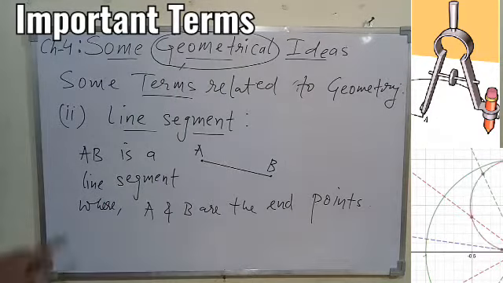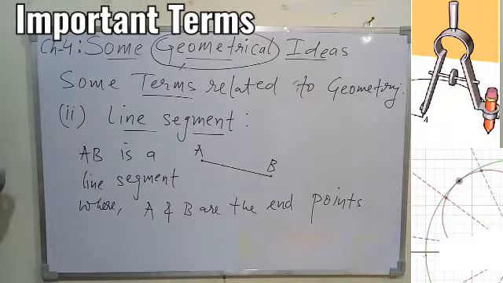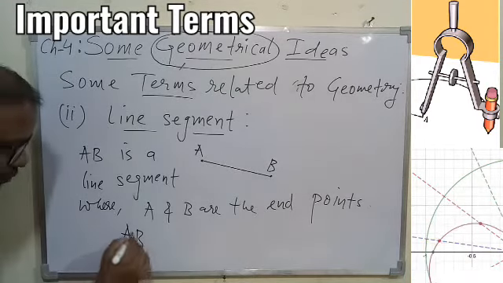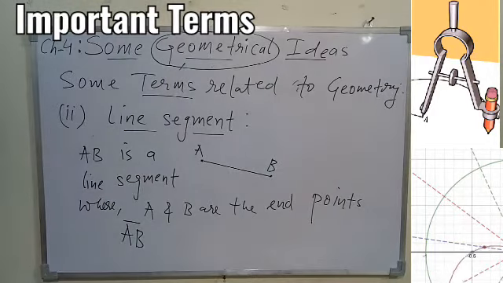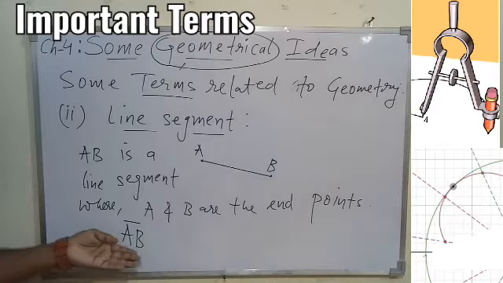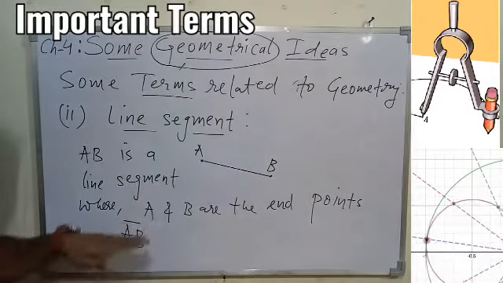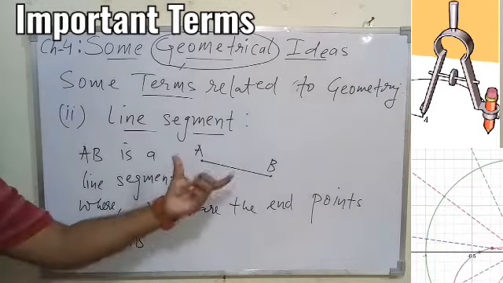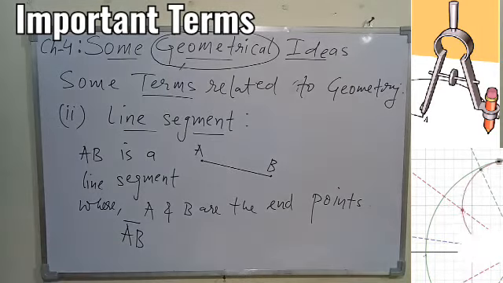And one more thing is, if I have to show the line segment AB, how to show? We can just write down AB with a line segment symbol. So the way I have written here, AB, I am talking about this. And once I put this line over it, it simply says that AB is nothing but a line segment. So this is how we represent the line segment, you must remember.